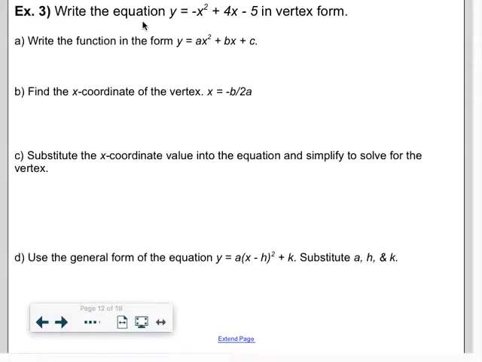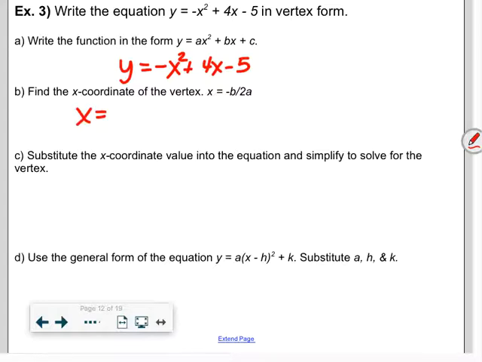In part A, okay, just copy it down because it is standard form. So it's y equals negative x squared plus 4x minus 5. All right, now it says in part B, find the vertex.